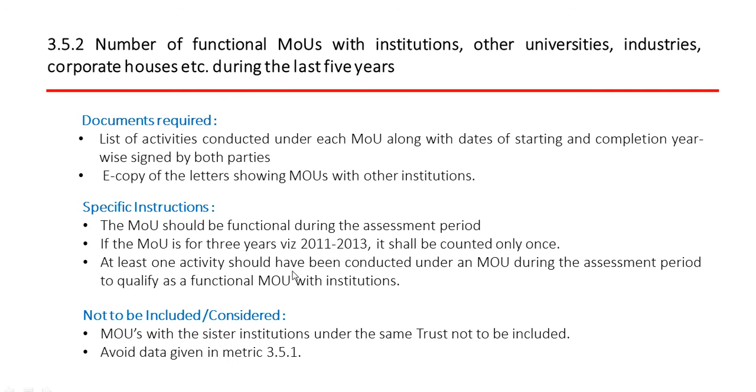At least one activity should have been conducted under an MoU during the assessment period to qualify it as a functional MoU with the institution. MoUs with the sister institutions under the same trust should not be included, and you have to avoid the data given in metric 3.5.1.